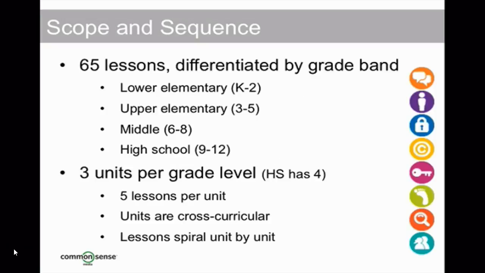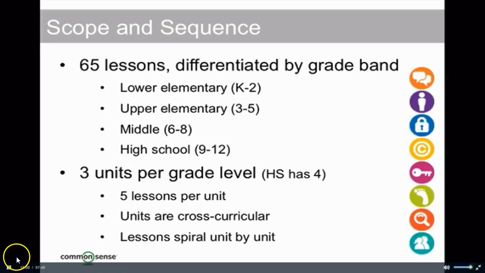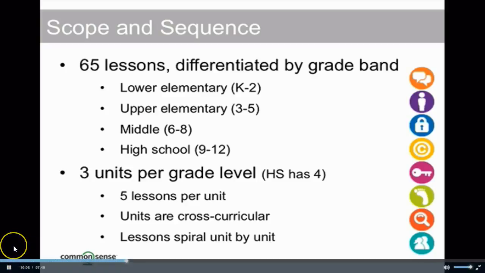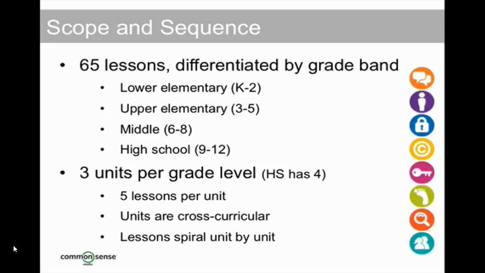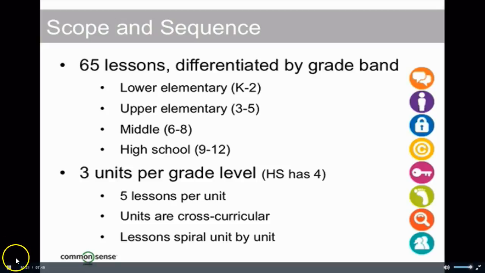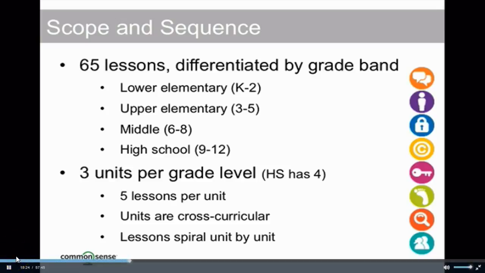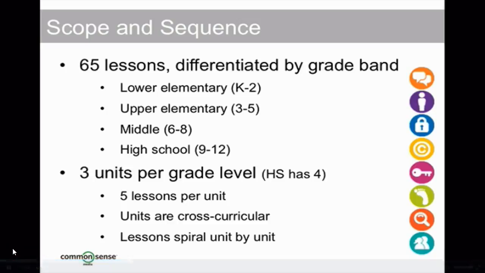So I'm going to introduce to you our scope and sequence, but I want to give a sort of high-level view of the scope and sequence. From K to 12, we have 65 lessons differentiated by grade band. In elementary school, we have 5 lessons per unit, which is a unit can refer to a grade level. So since we have 3 grade levels in K to 2, there's 15 lessons, and 3 grade levels in 3 to 5 is another 15 lessons, for a total of 30 lessons in elementary school.